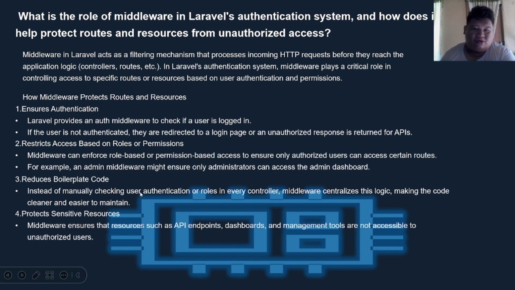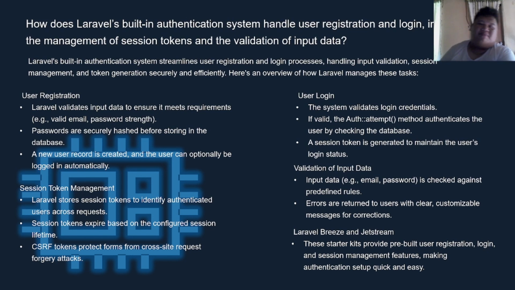Reduces boilerplate code. Instead of manually checking user authentication or roles in every controller, middleware centralizes this logic, making the code cleaner and easier to maintain. Protects sensitive resources. Middleware ensures that resources such as API endpoints, dashboards, and management tools are not accessible to unauthorized users. Next question. How does Laravel's built-in authentication system handle user registration and login, including the management of session tokens and the validation of input data?